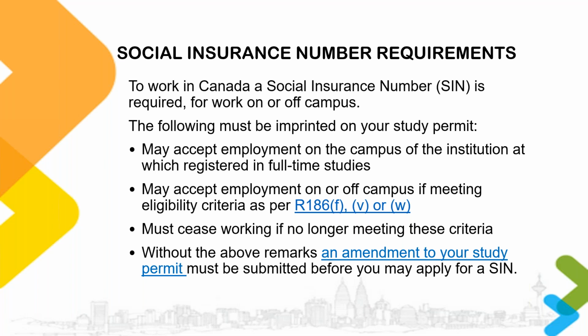If your study permit does not have one of the above conditions or remarks, you must submit a request for an amendment to your study permit before you can apply for a SIN, and there is no fee for this request. If your study permit has "This permit does not permit the holder to engage in off-campus employment in Canada" printed on it, and you have changed your program of study, you must apply to change the conditions of your study permit and pay the applicable fees.